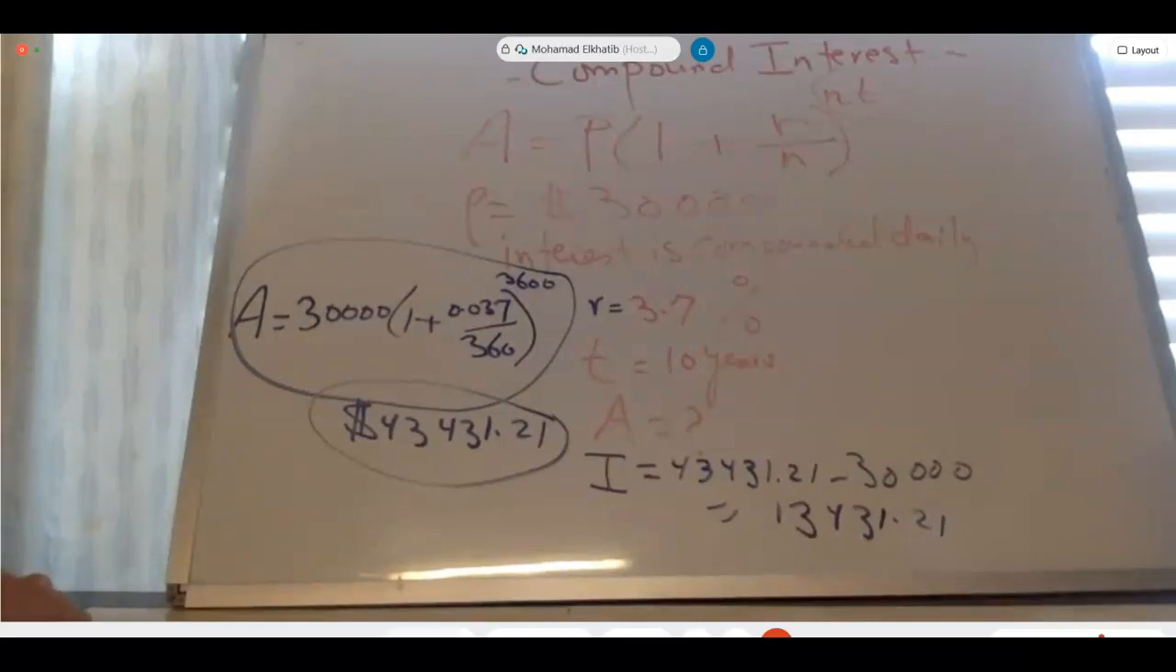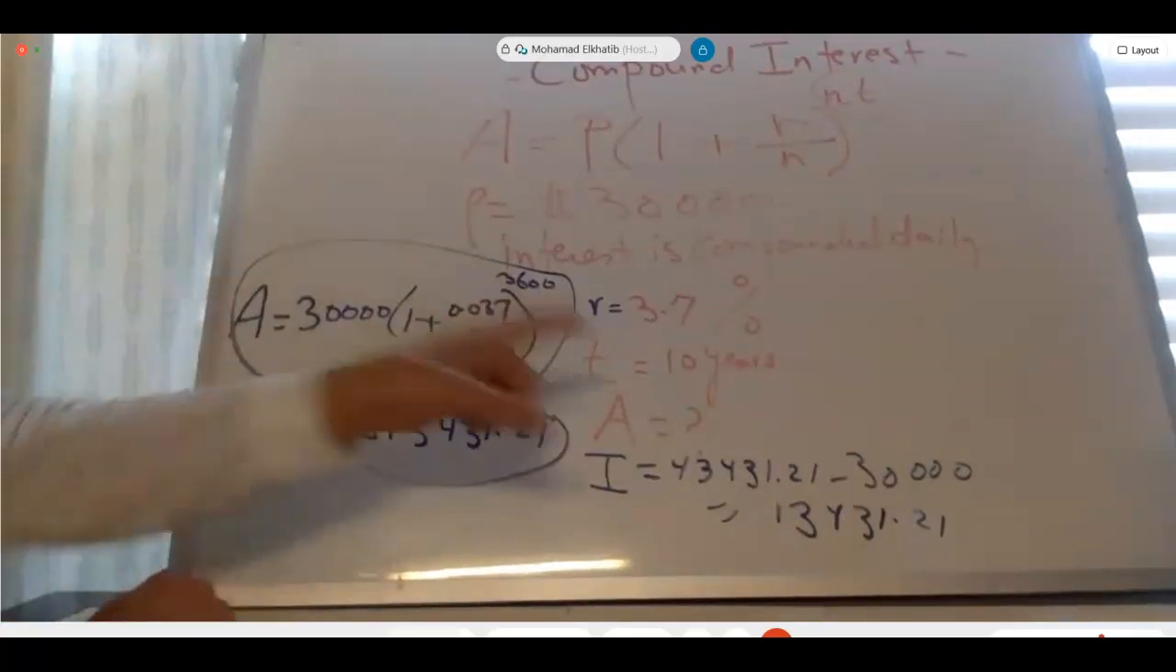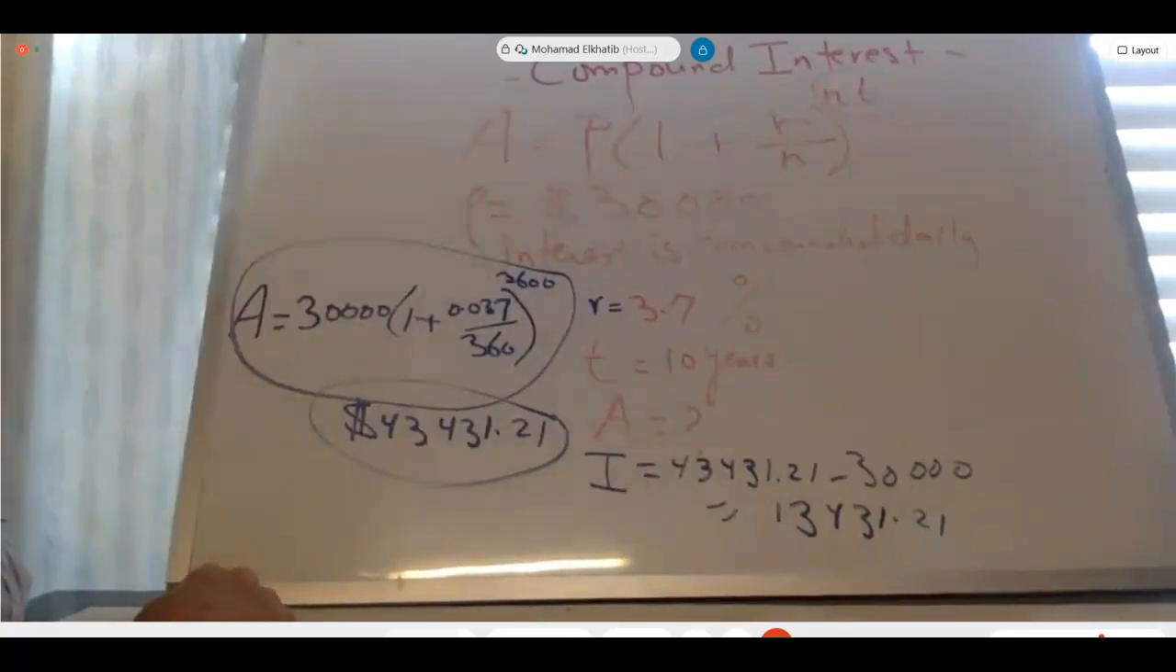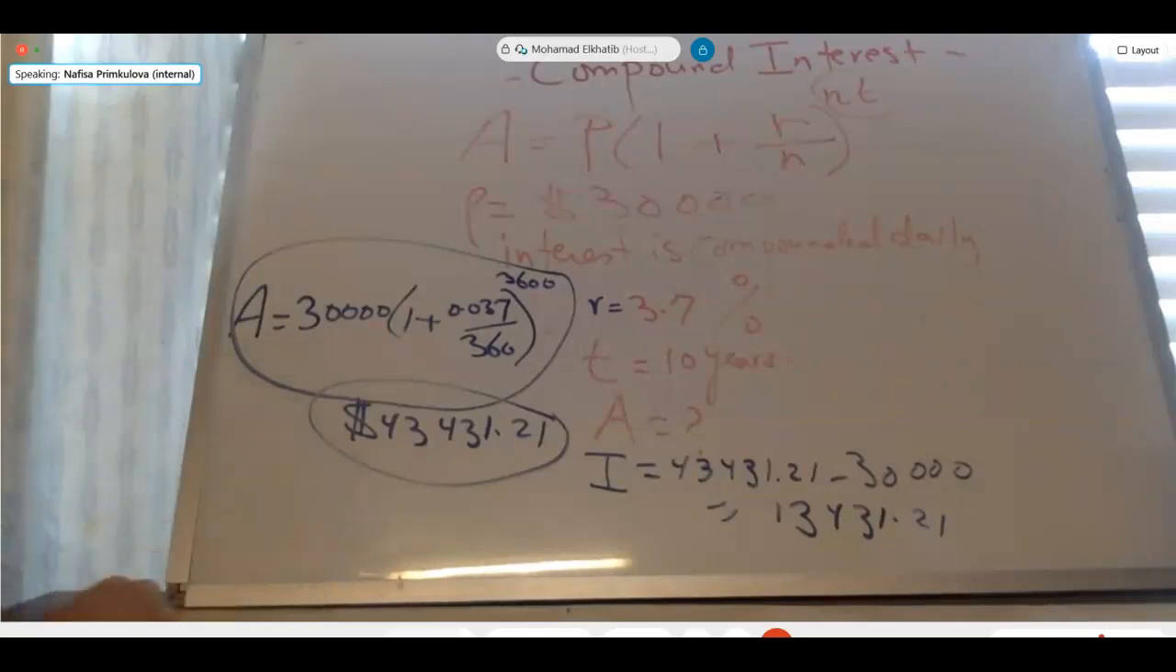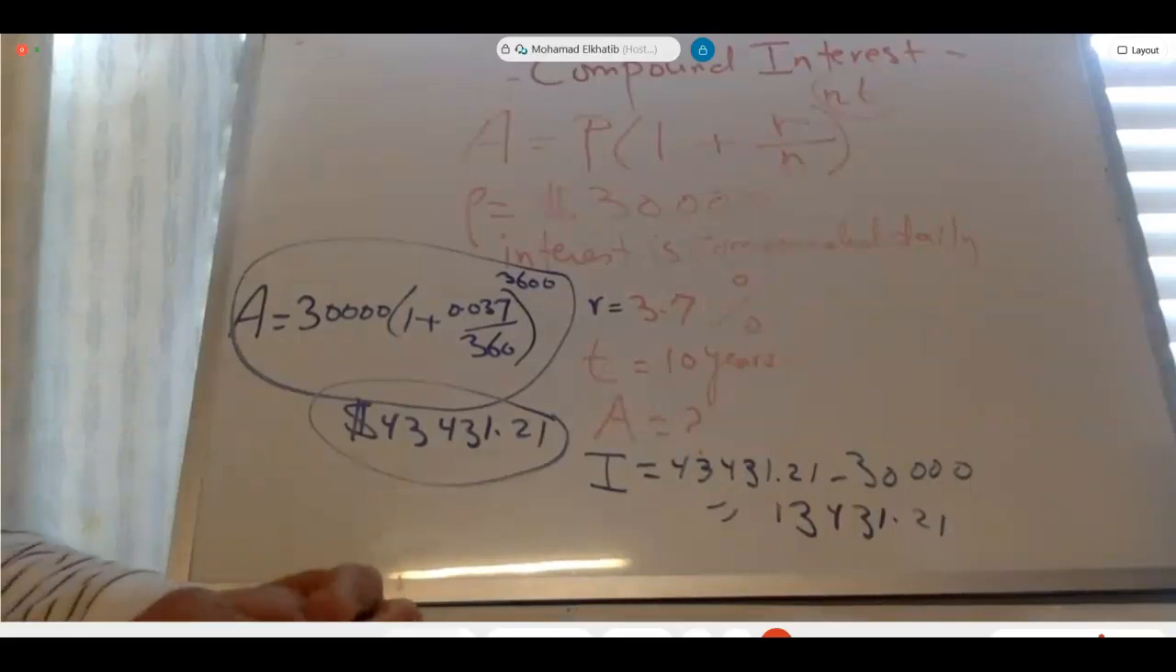Question: did you raise it to 3,600,000? No, 3,600, because T is 10 years. N is 360. Time is 10 years. N times T, 360 times 10 gives me 3,600. Correct? Do you understand, young lady? Yes.